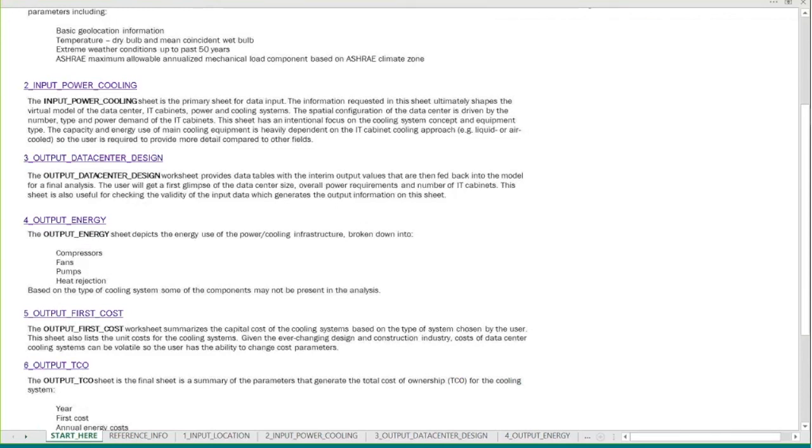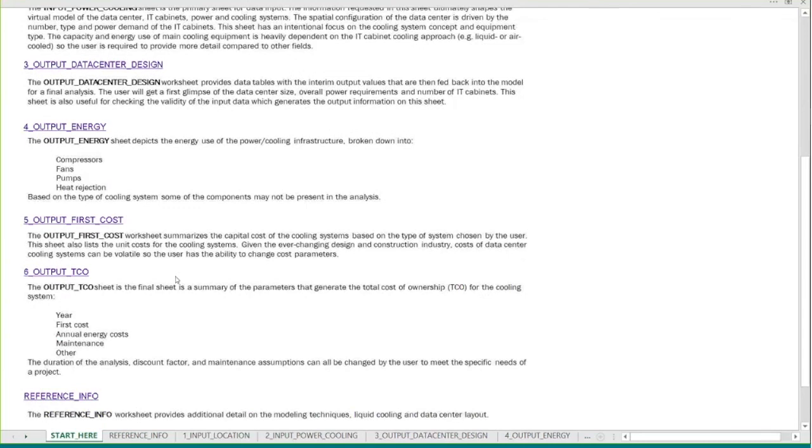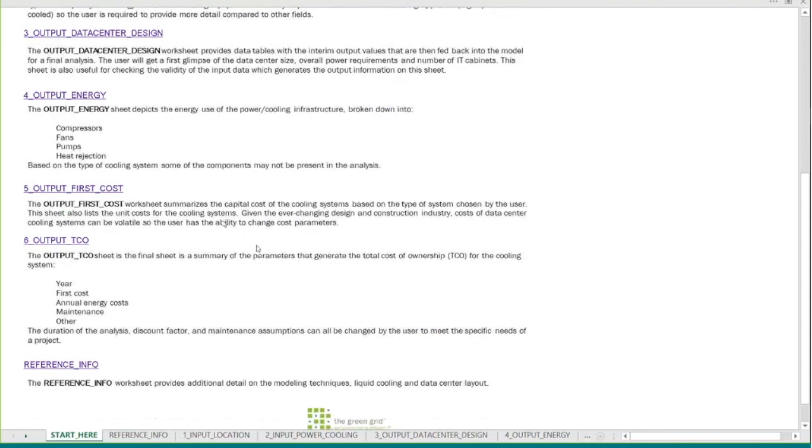And then the last piece is really what this is all about, the total cost of ownership. What this allows us to do is take the annual energy cost and the capital cost or first cost, and run some economic analyses to determine which option seems to be the best from a TCO. So that is really the high level overview of what we're getting at in this tool.